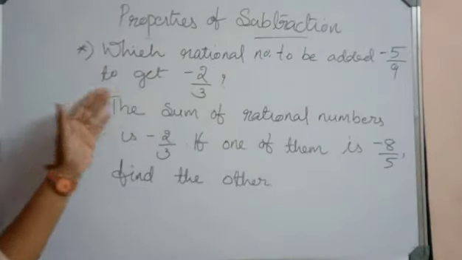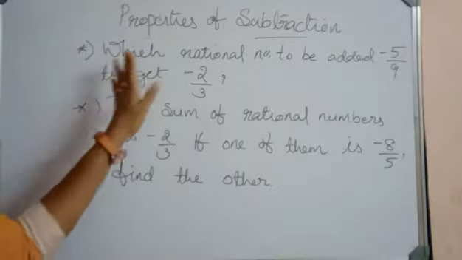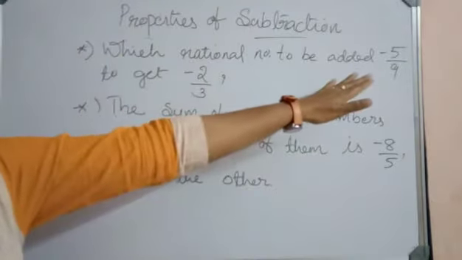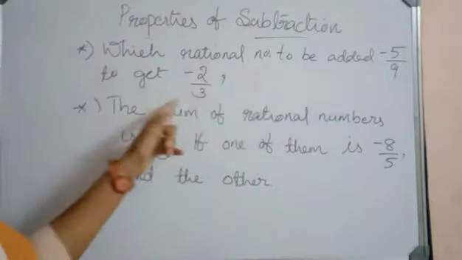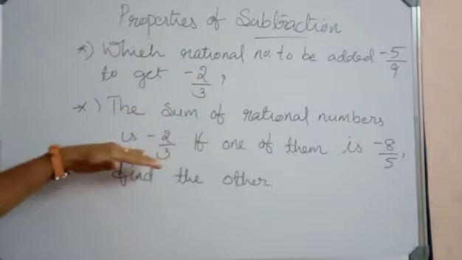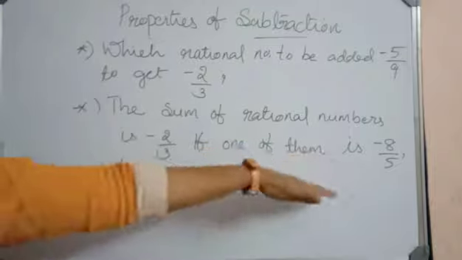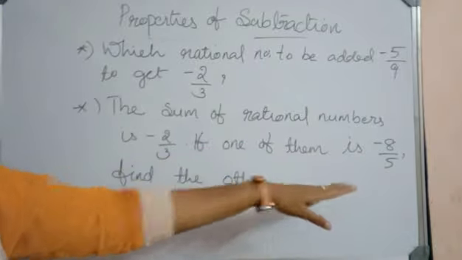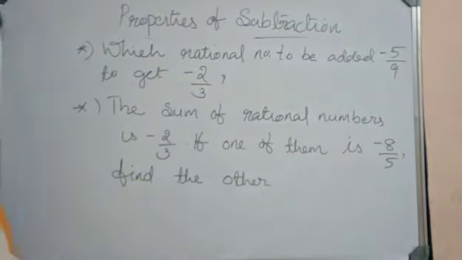Now this question is for you. Here you have to find which rational number is to be added to minus 5 by 9 to get minus 2 by 3. And here the sum of two rational numbers is minus 2 by 3 and one of them is given as minus 8 by 5. Find the other number.